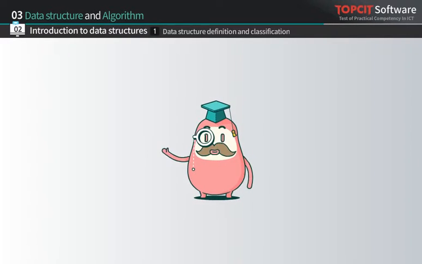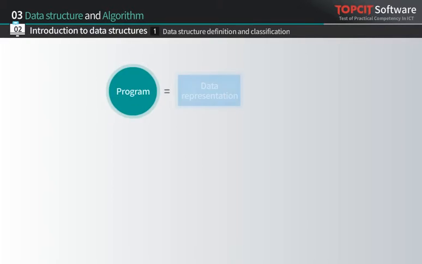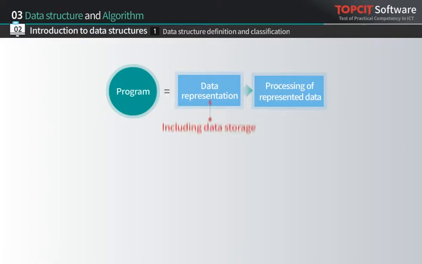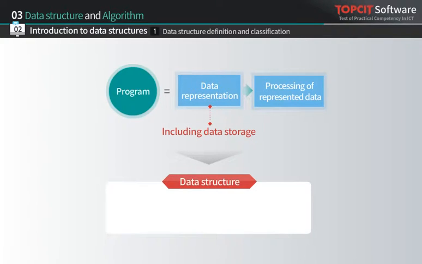Here, we'll look at how data structure is defined and classified. The program expresses and then processes the expressed data. The representation of the data is a concept that includes the storage of data. Data structure is directly responsible for the storage of this data. In other words, data structures define integer variables and structures in the broader sense, and the most commonly used data structure is the array.